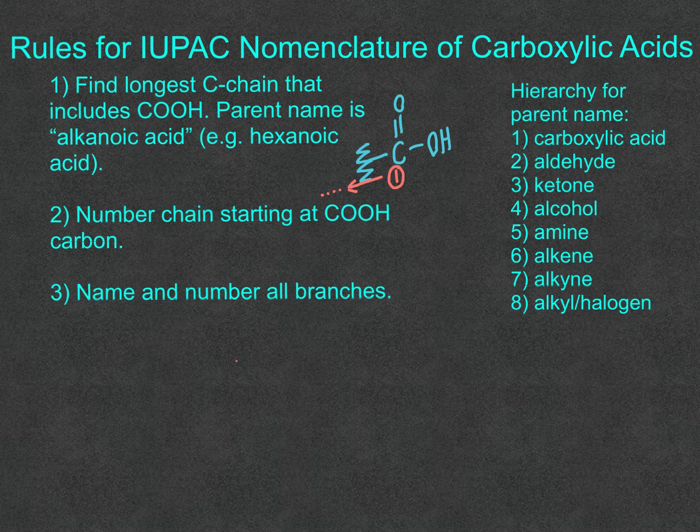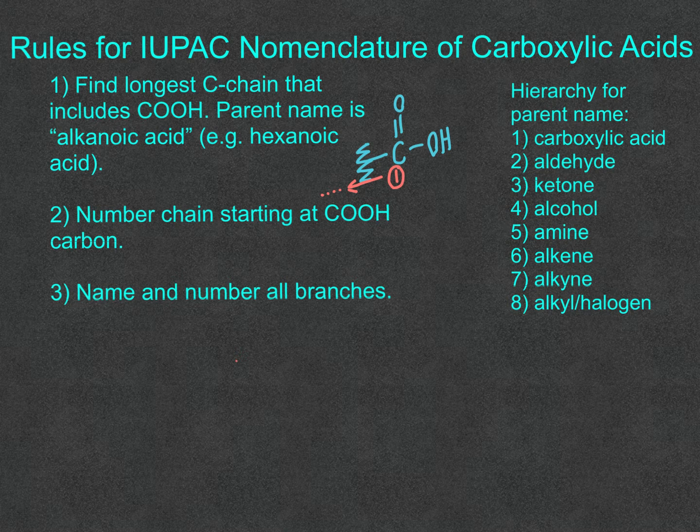For example, if you had a molecule that had a ketone group and an alcohol group, the molecule would take the parent name of the ketone with an -one suffix, and the numbering of the molecule would be determined relative to the ketone group, and then the alcohol would be referred to as a hydroxy branch. In the case of carboxylic acids, since a carboxylic acid, if present, is going to dictate the parent name, we need to talk about what that parent name would be.